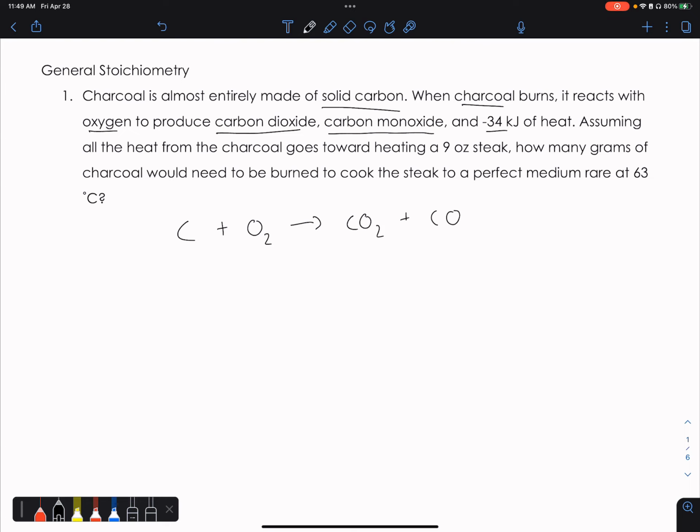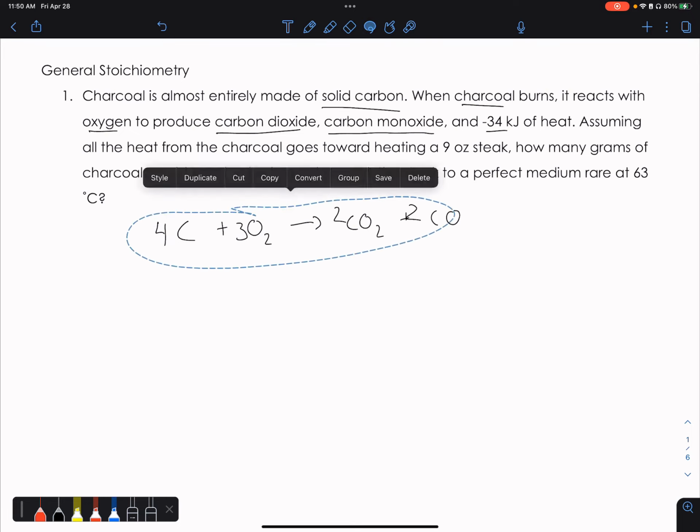So to get this all balanced, we have one carbon on our reactant side. We're going to need two carbons because we have two carbons in our products, but we have three oxygens in our products. So we're going to have to do this 3/2 trick, and then we're going to multiply everything by 2. So we're actually going to get 4, 3, 2, and 2. Those will become the coefficients here, and that'll give us a balanced chemical equation.